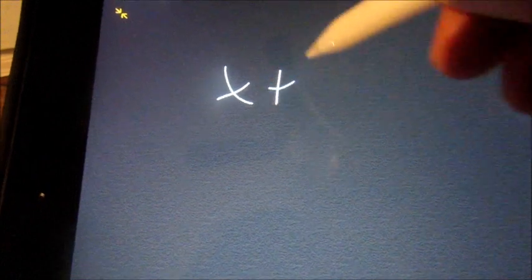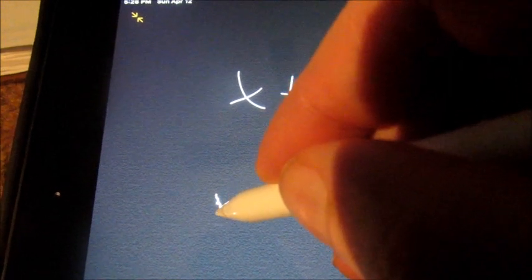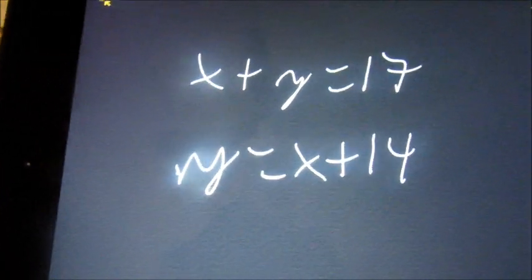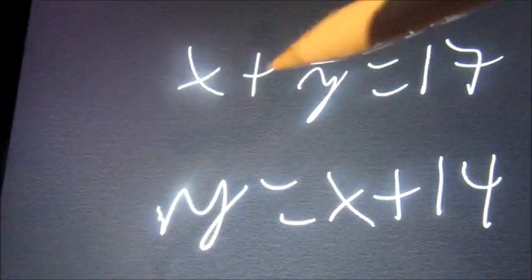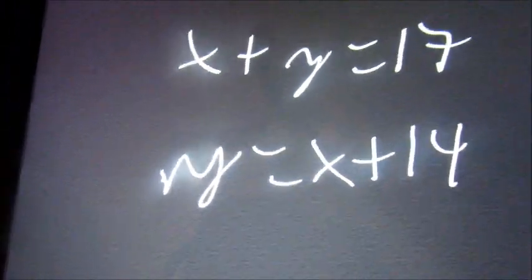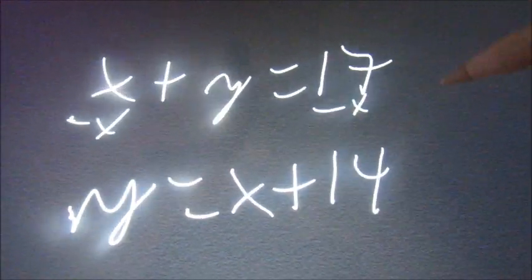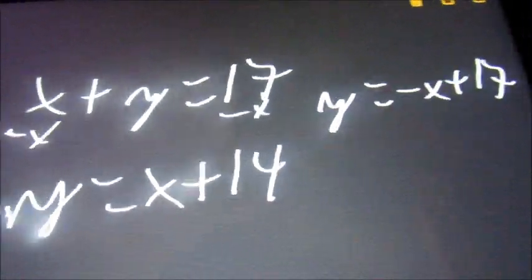Next, let's say that we have x plus y equals 17 and y equals x plus 14. Okay, here what we have to do, we have to solve for y. So this one is already done for us. So for this one, we have to subtract the x from both sides. And that's going to give us y equals negative x plus 17.